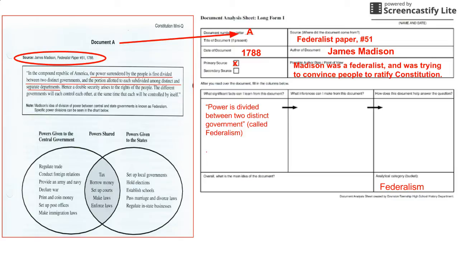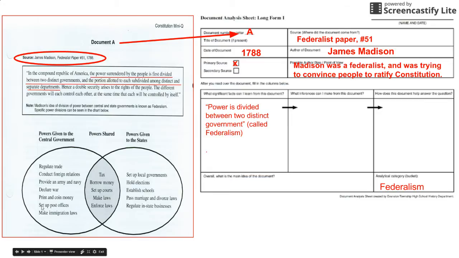I'll give you all a second to fill that in. And then next I'm going to look at the diagram down here. So on this side, I have the powers given to the central government or the national government. So regulate trade, conduct foreign relations, provide an army and a navy, declare war, print and coin money, set up post offices, make immigration laws.